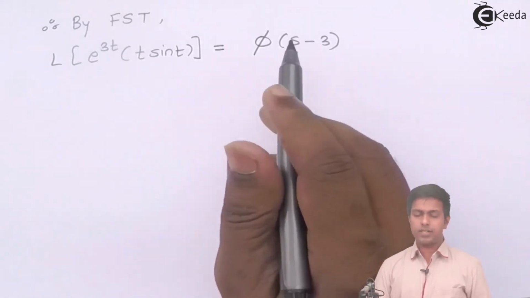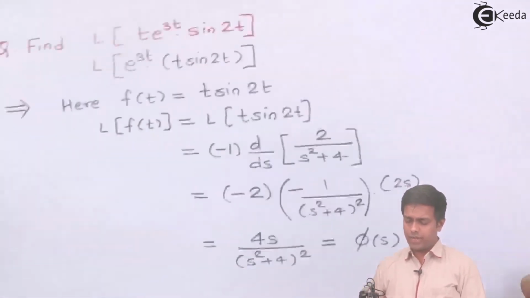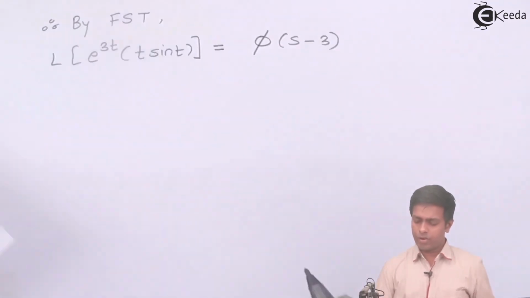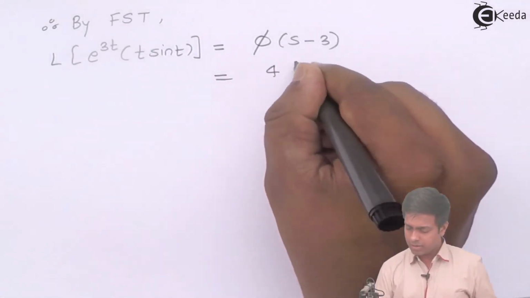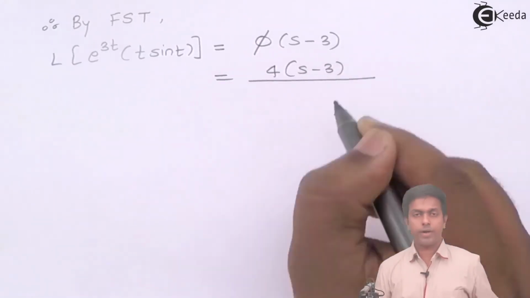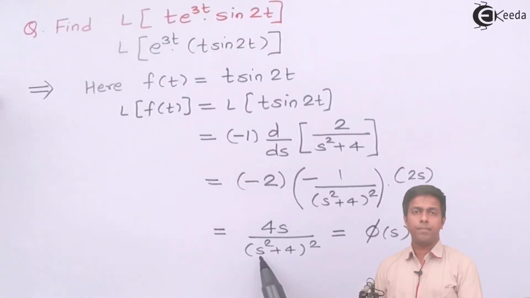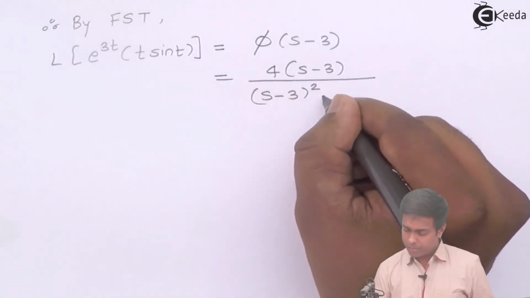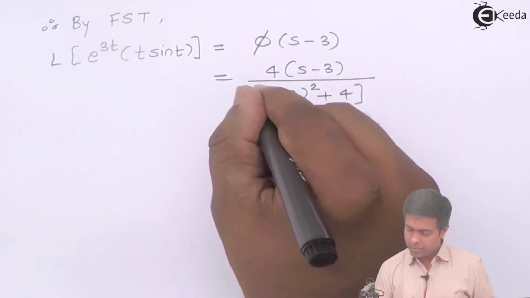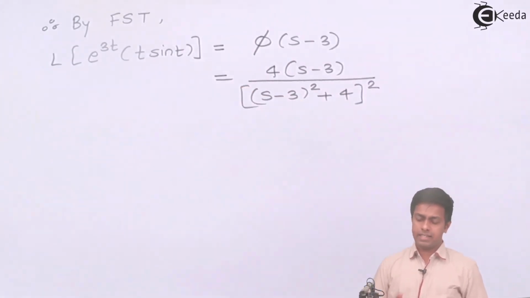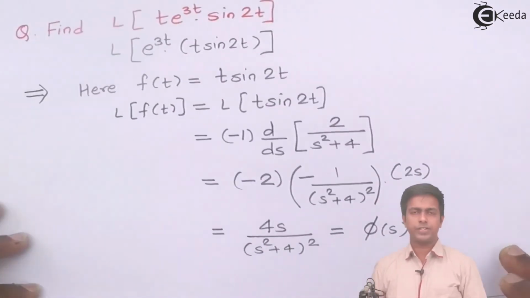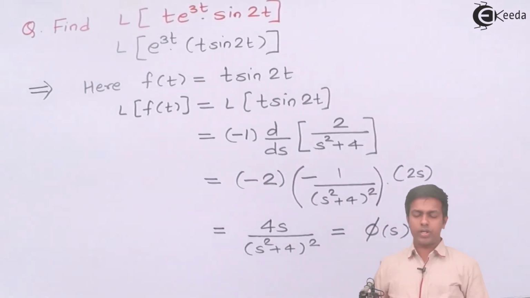Now to get phi of s minus 3, we want phi of s. So this is the value of phi of s, and in this value I'm going to substitute s by s minus 3. So this will become 4 times s minus 3 upon s minus 3 the whole square plus 4, and then bracket square. And guys, this is nothing but the Laplace transform of the given function. I'm sure you understood the method.